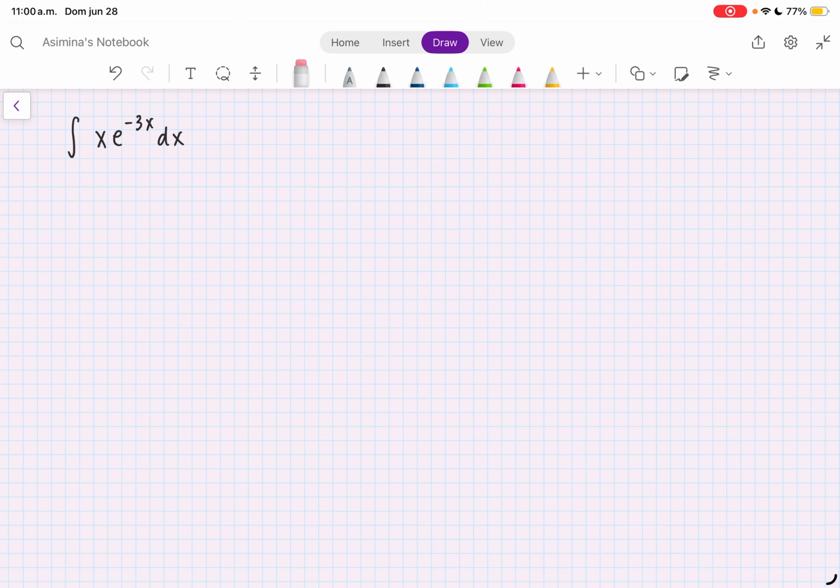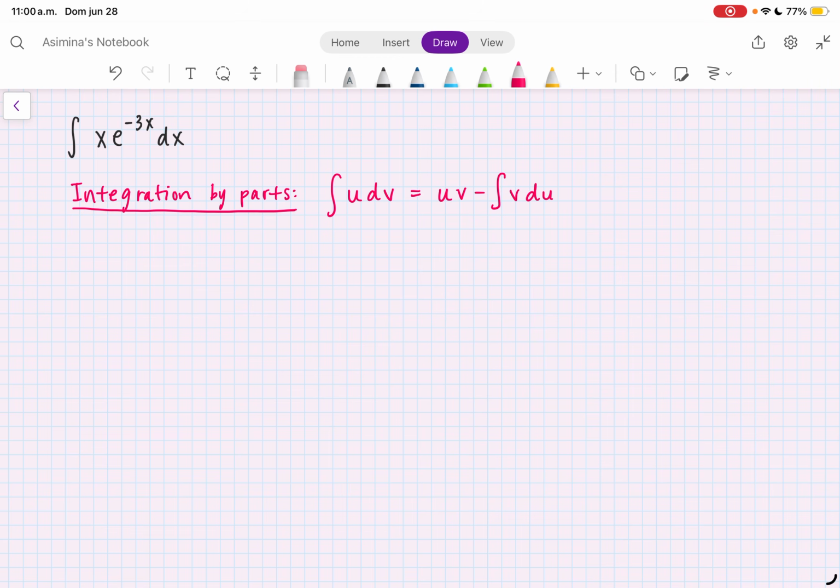Let's recall what integration by parts tells us. So integration by parts tells me that if I have the integral of u dv, that equals u times v minus the integral of v du. So I like to remember this as "uv minus the integral of v du." So in this case, we need to find what our u and what our dv are.